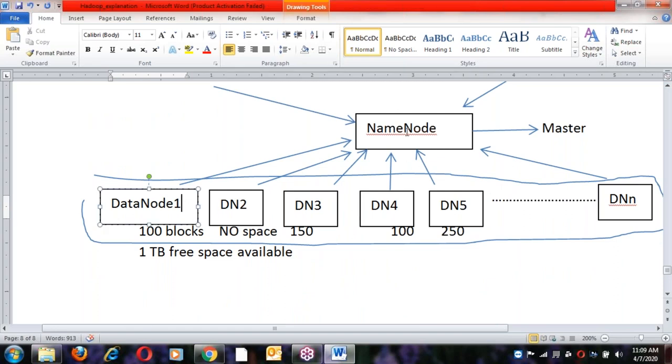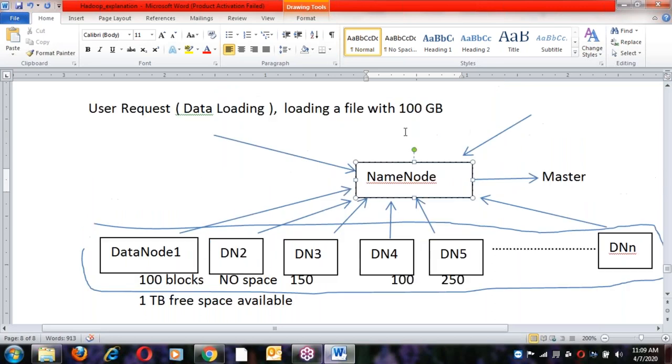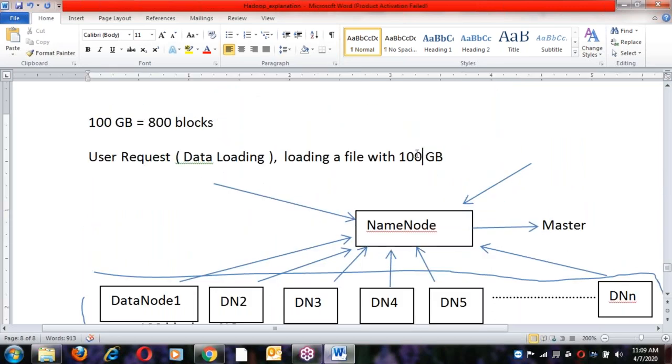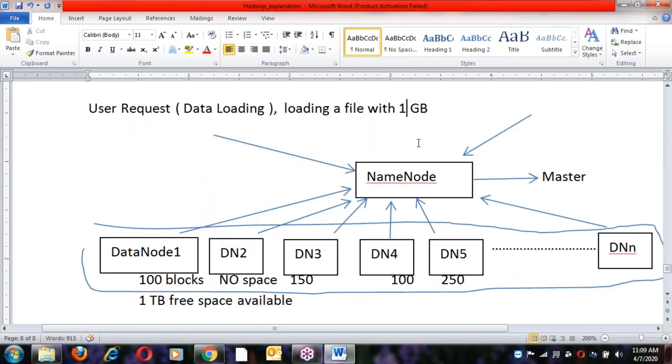The name node will always try to distribute across as many nodes as possible, never storing data on a single node. Maybe 100 GB of data, maybe 10 GB, even 1 GB of data, it will try to distribute on multiple nodes. The reason we'll discuss next, in data processing.